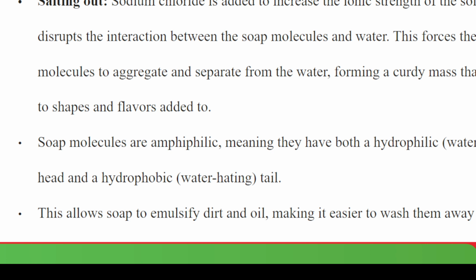And this allows soap to emulsify dirt and oil, meaning when you're washing, every dirt will get dissolved and then it will also be bound to the foam that has been formed by the soap, and it can now be washed out. So this makes washing clothes a very easy thing with water. You can wash the dirt away with water so easily.